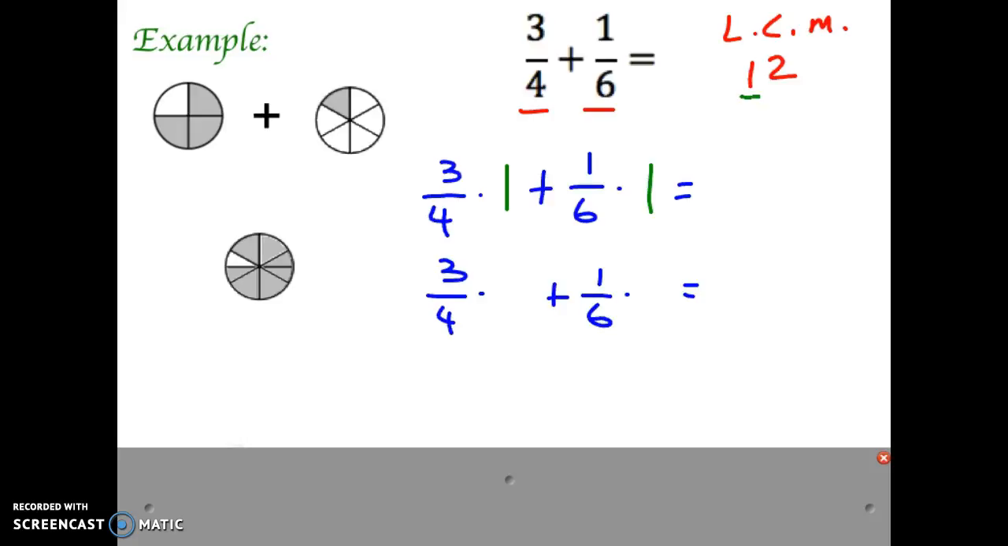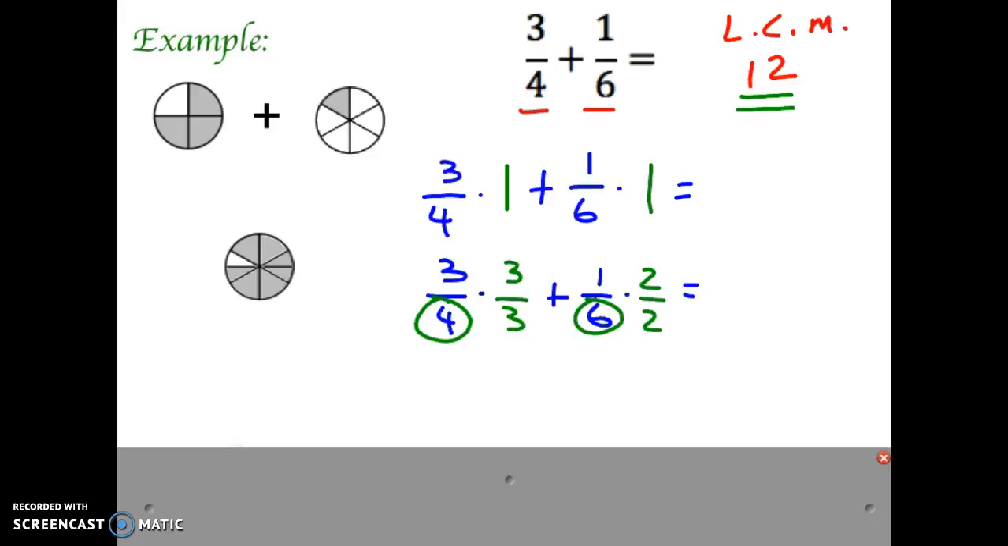So if we check it out, the least common multiple is 12. 12 divided by the 4 is 3. So if we do 3/3, we have an equivalent expression for 1. We take the least common multiple of 12, divide by the 6, we're going to get 2, so we're going to replace that one with 2/2.